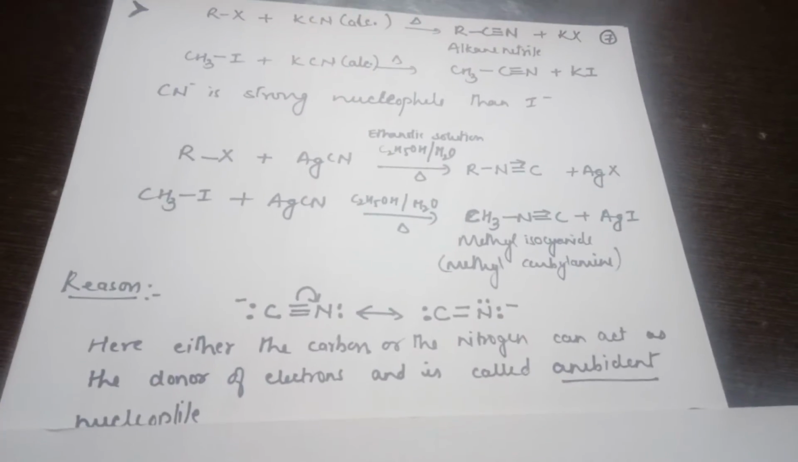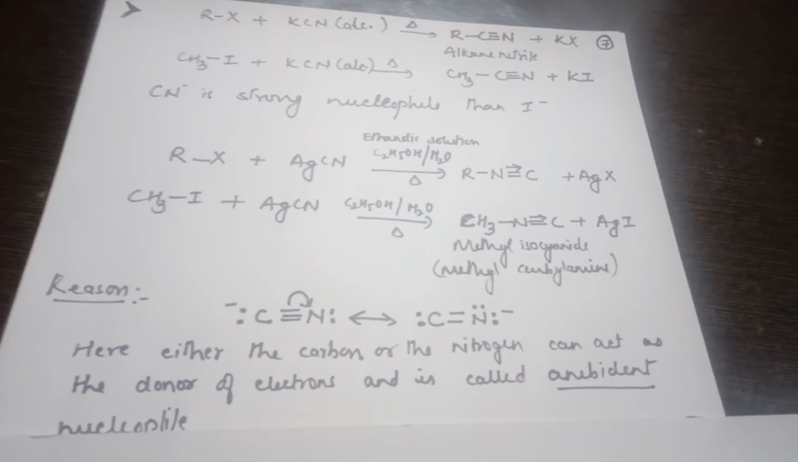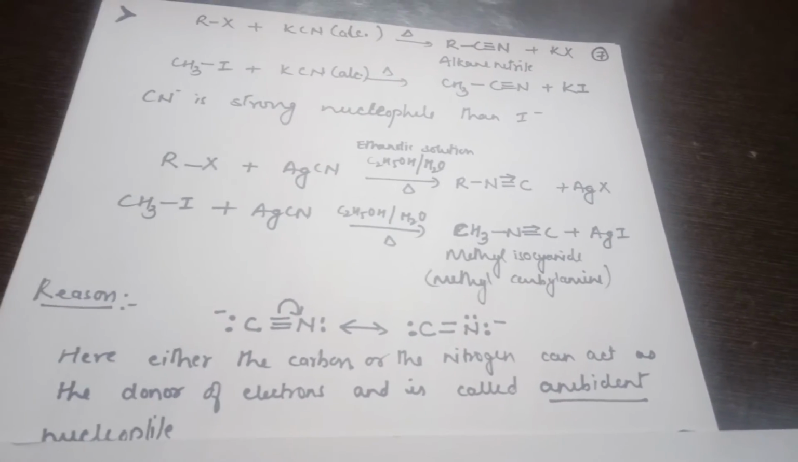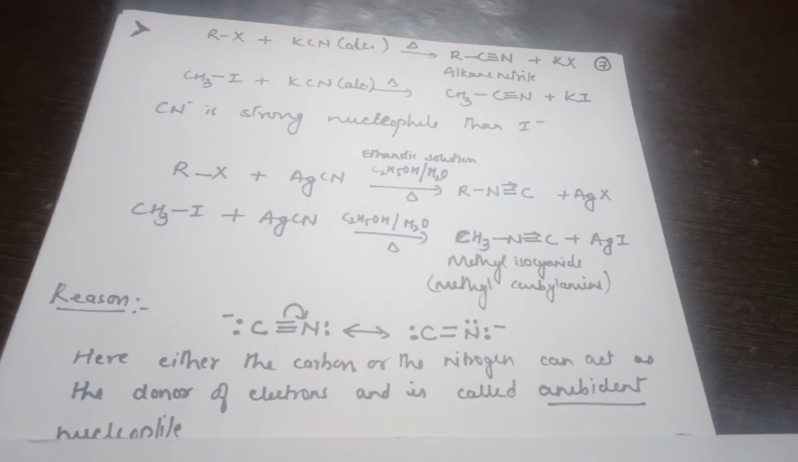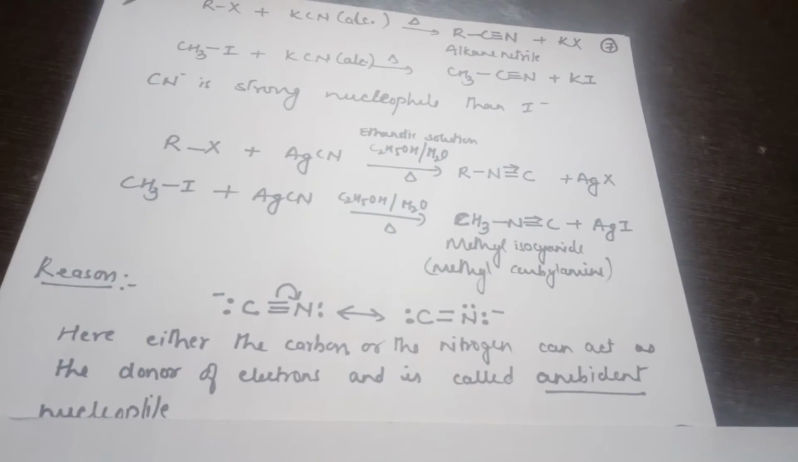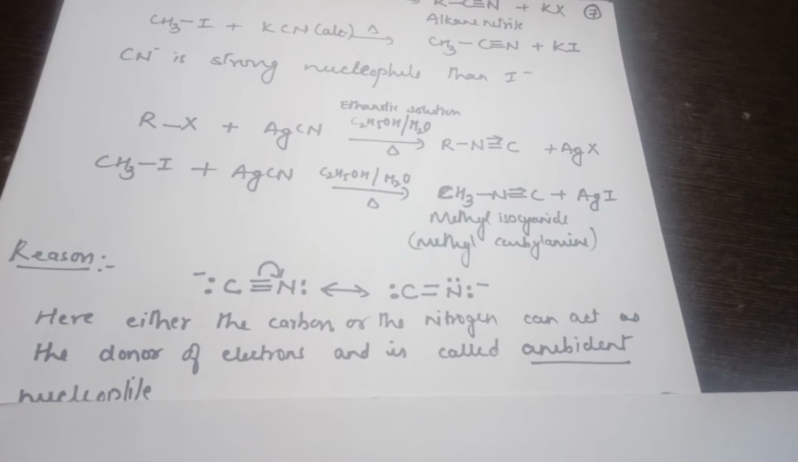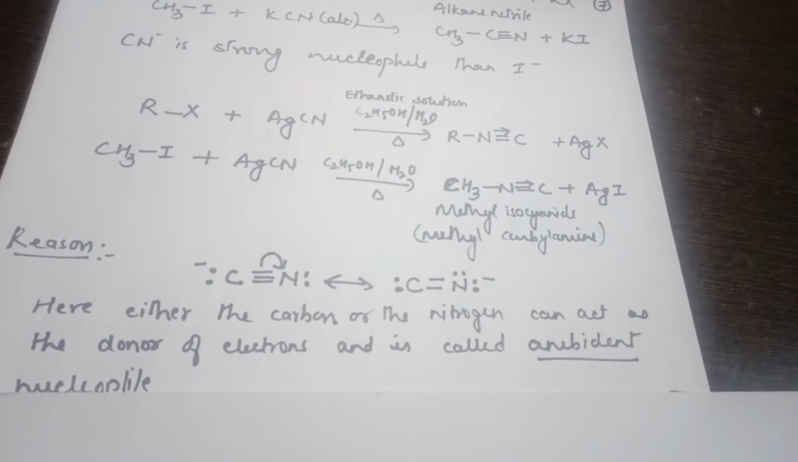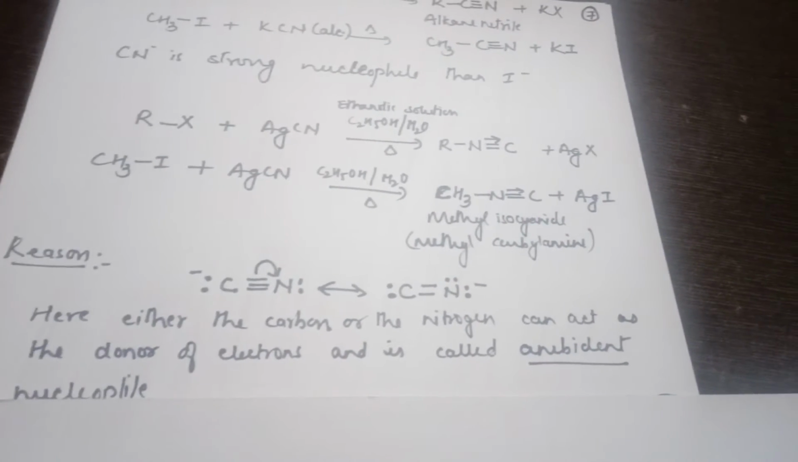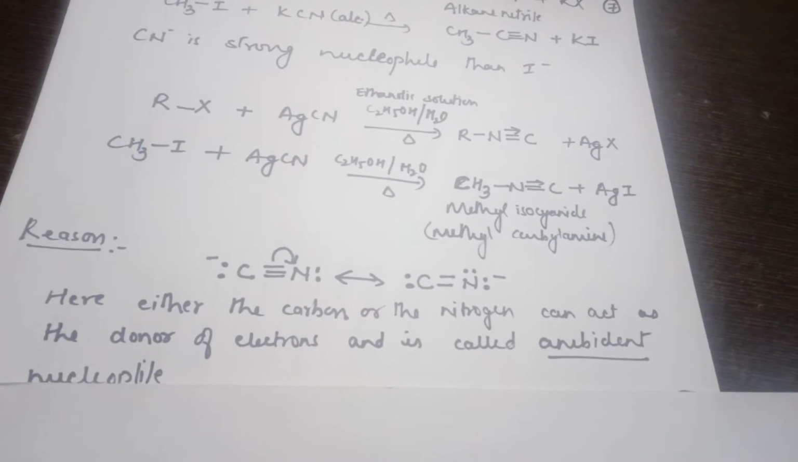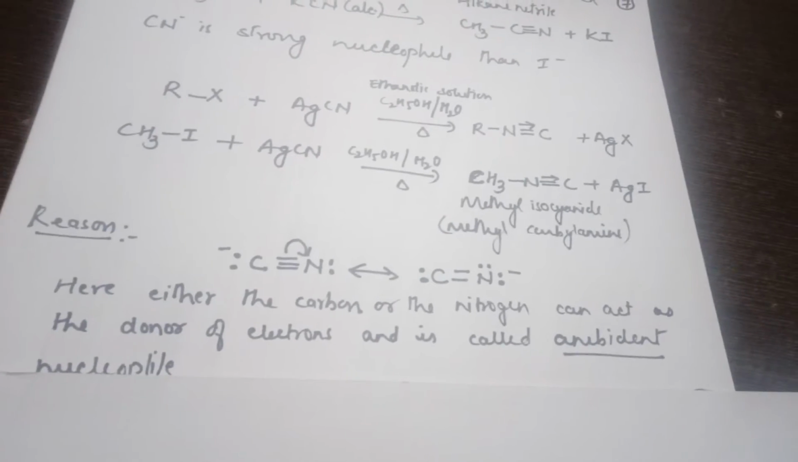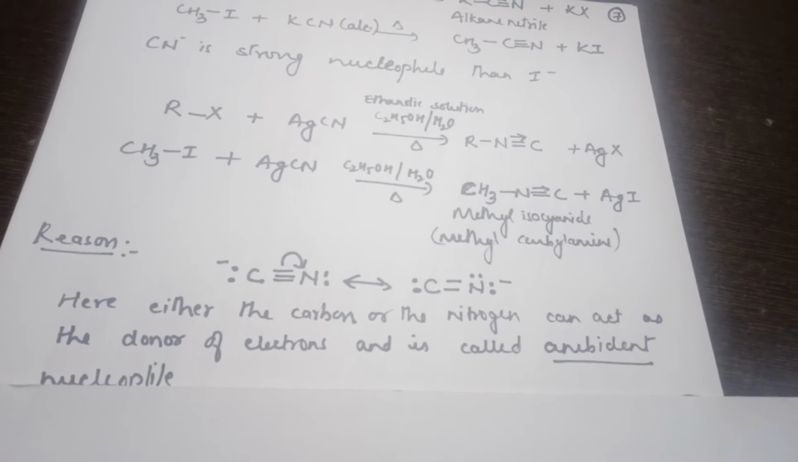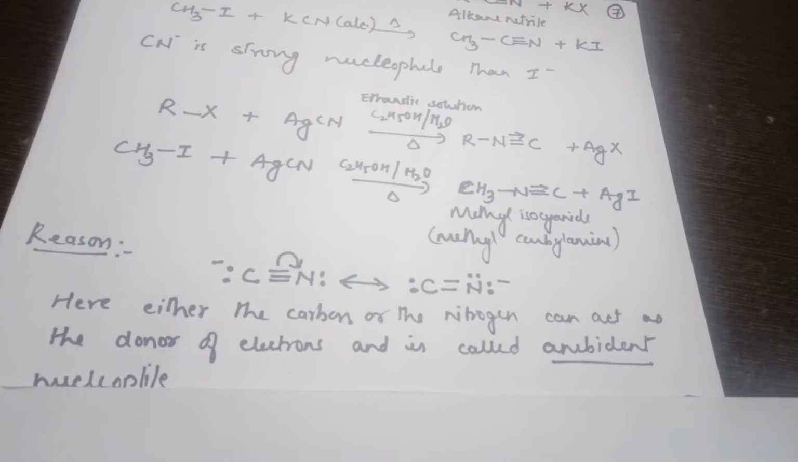The whole concept is hidden in your nucleophile cyanide. Cyanide is basically known as an ambident nucleophile. Now, what is this ambident nucleophile? If you see, I have drawn the resonating structures of cyanide. In these resonating structures, cyanide is capable of giving electrons from the carbon side as well as from the nitrogen side.